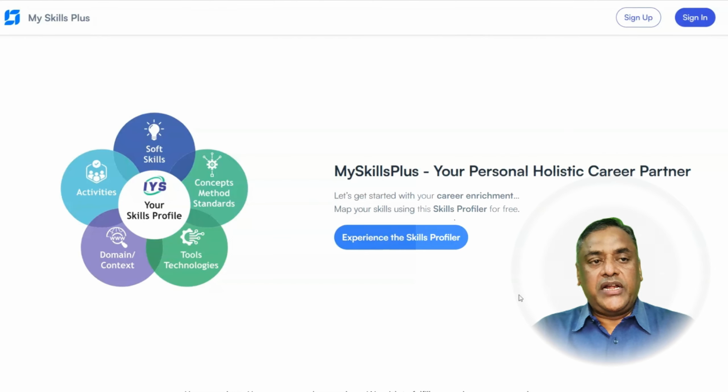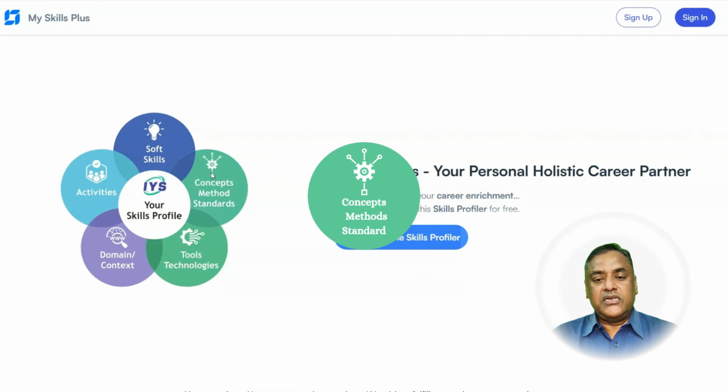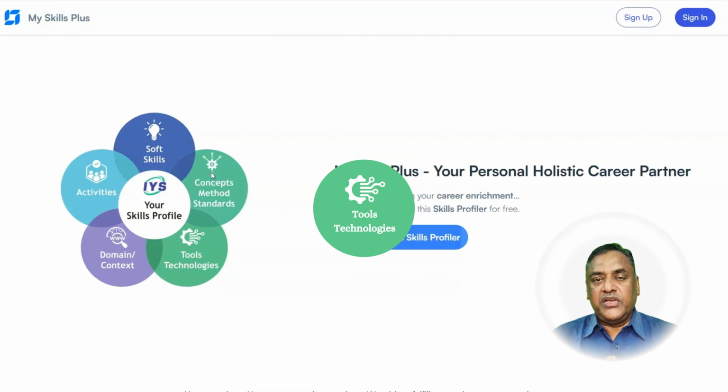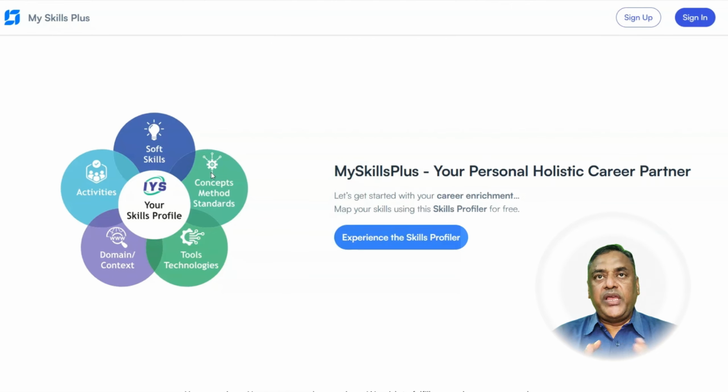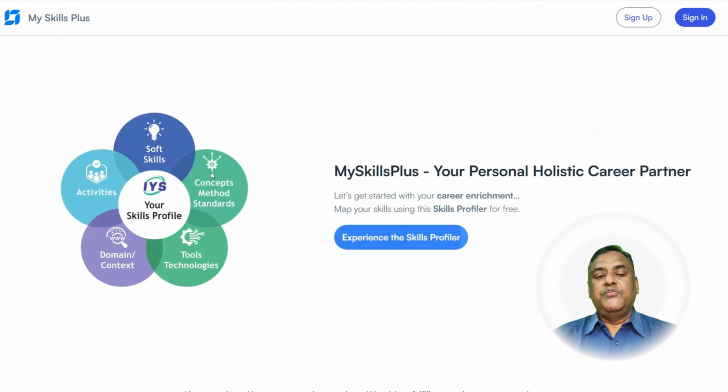To understand the skills profiles, or the skills required for a business analyst and the various roles there, let's go to this site called myskillsplus.com. First of all, we need to understand that all our skills profiles, whether for an individual in any domain or for the various jobs, have different components. We have the concepts, methods, and standards, the knowledge related to them. Then we have the tools and technologies which we are familiar with or which are required for a particular job, occupation, or role. Then we have the domain or the contextual knowledge. Where do we apply our knowledge related to any subject? In this case, a business analyst.